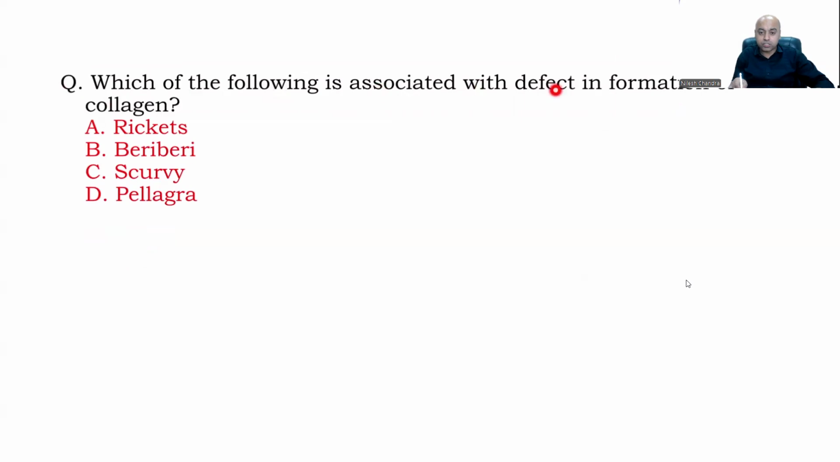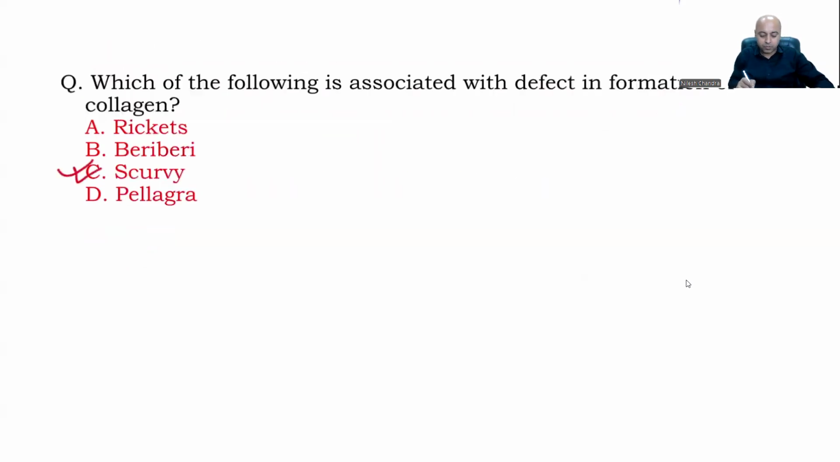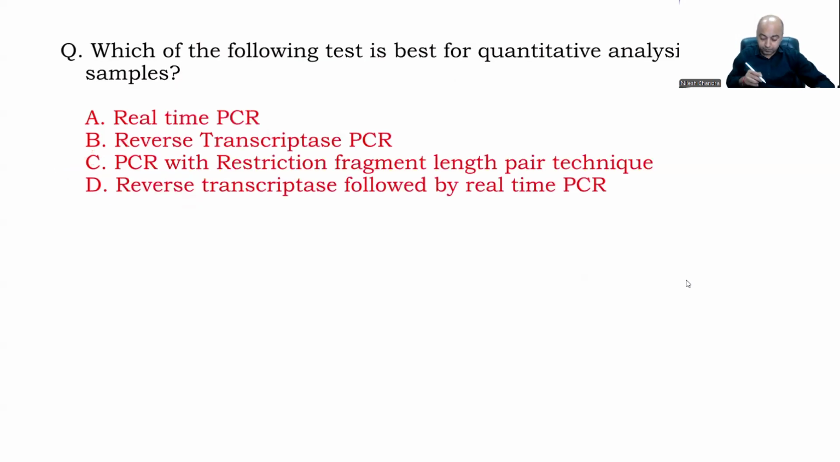Which of the following is associated with defect in formation of the collagen? Okay, your options are rickets, beriberi, scurvy, and pellagra. The answer to this question is scurvy because in scurvy there is vitamin C deficiency. Vitamin C is required for the cross-linking of collagen due to hydroxylation, and in its absence, you have weak collagen, giving rise to what is known as scurvy.